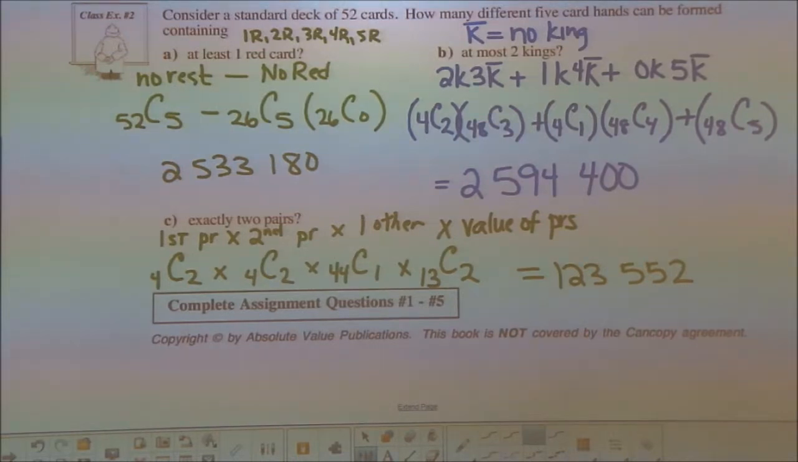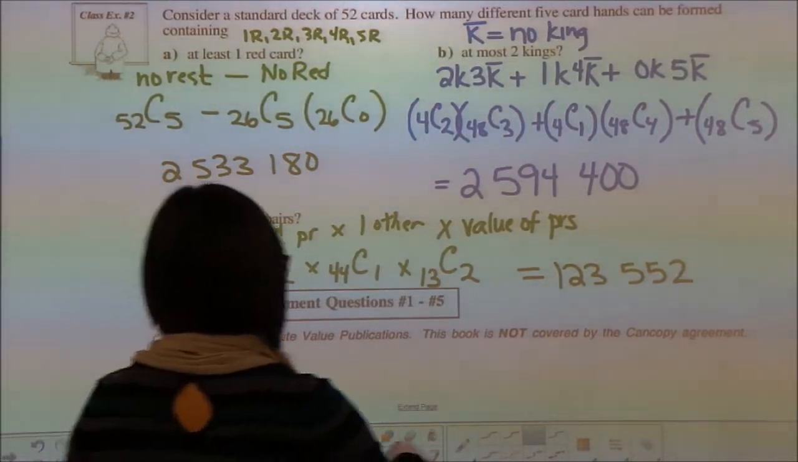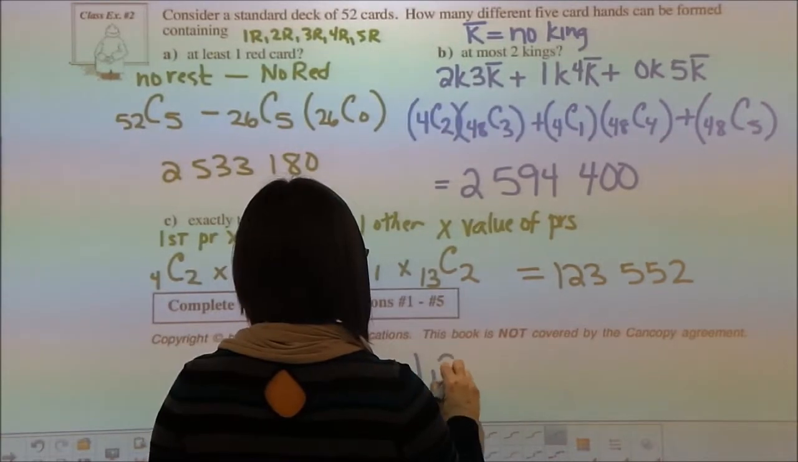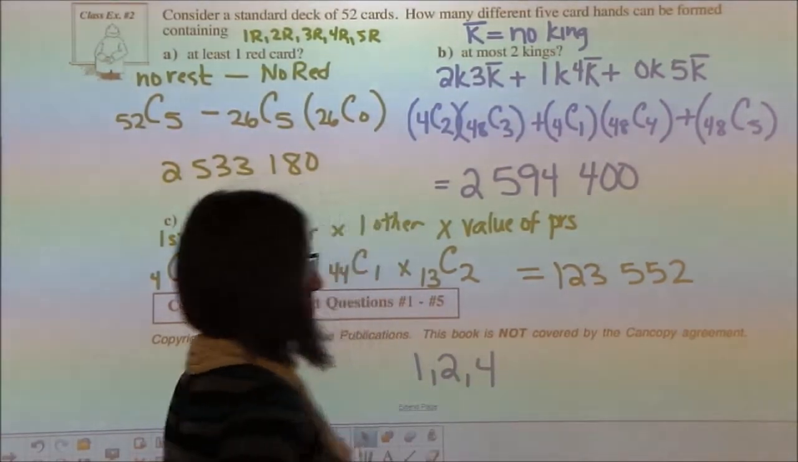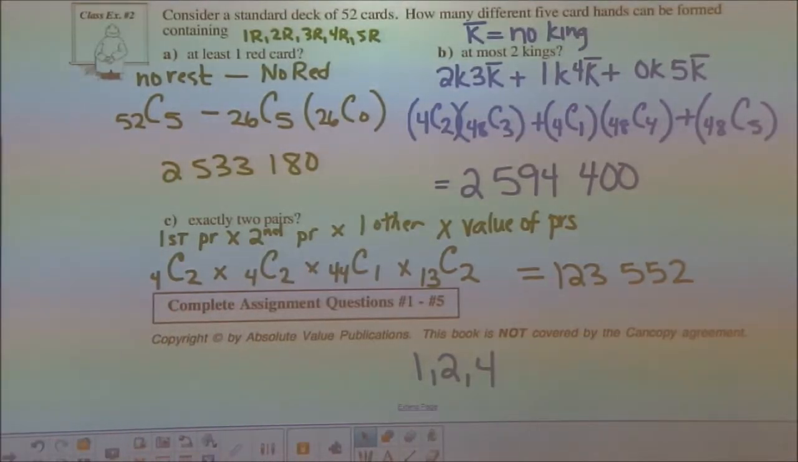Okay, so your questions are 1, 2, and 4 to start with. I'll give you probably about 10 or 15 minutes and then I'll continue on.